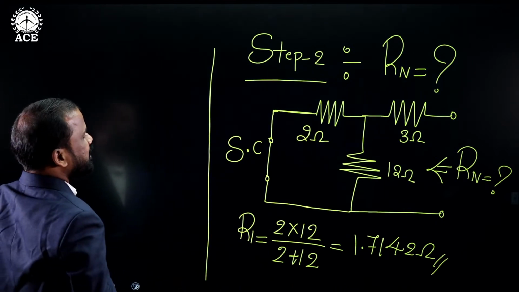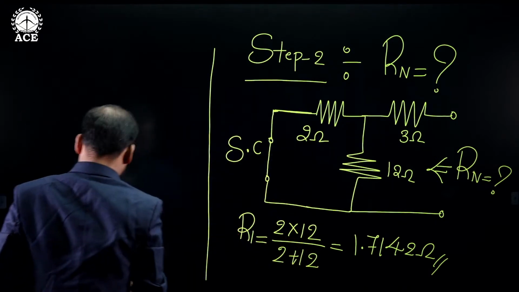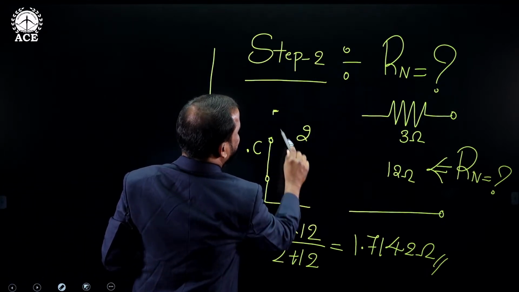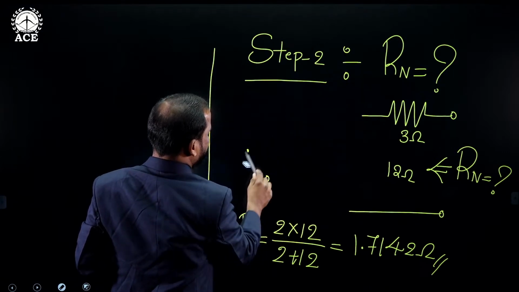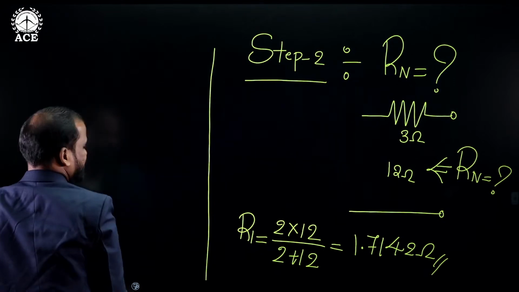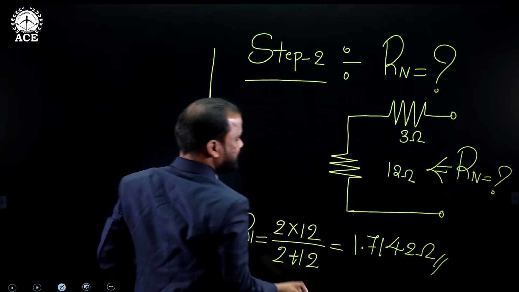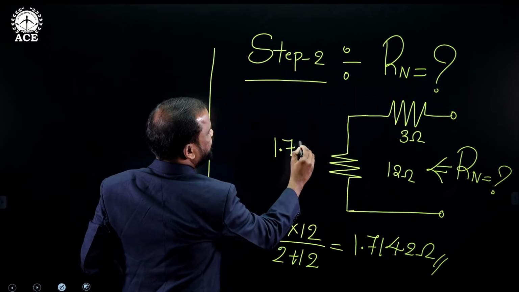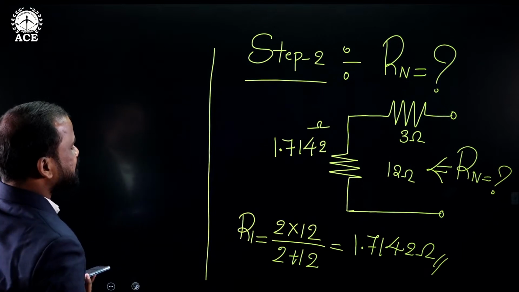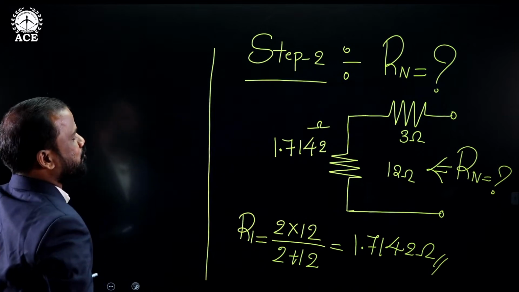while you are going for end examinations. Now I need to replace this parallel combination by this equivalent. I am replacing here only because it will take more time to draw the network again and again. So just follow the procedure and copy everything, you will get the clarity. Now this value is 1.7142 ohms. After replacing this resultant, this value is connected in series with the 3 ohms.